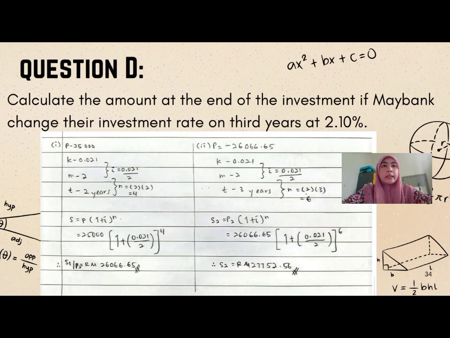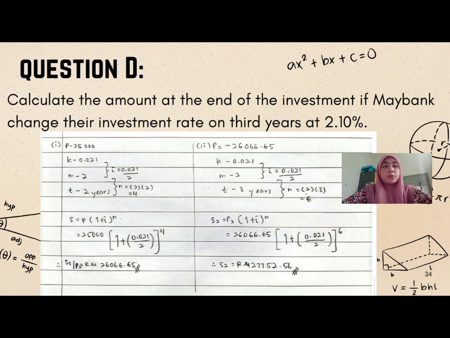Question D. Calculate the amount at the end of the investment if Maybank changed their interest rate after 2 years at 2.10%. So first step is using the formula of S equals to P(1 plus I) to the power of N. So with the info, P is 25,000 ringgit, (1 plus I is 0.021 divided by 2) to the power of N is 4. So we get S1 or P2 equals to RM26,066 ringgit 65 cents.